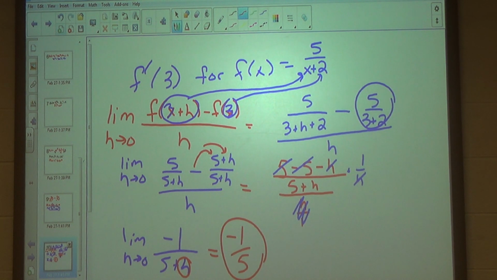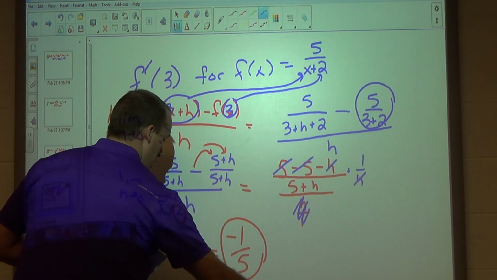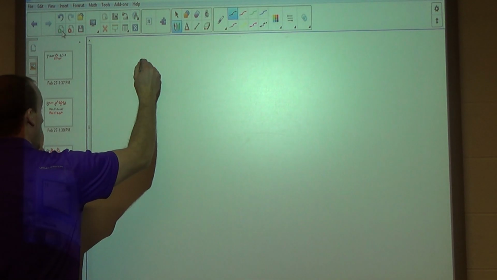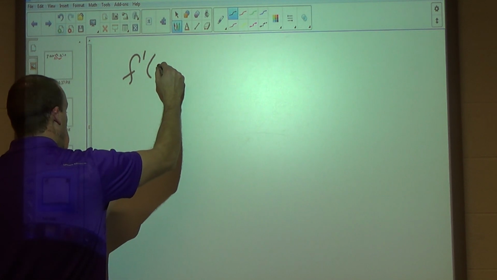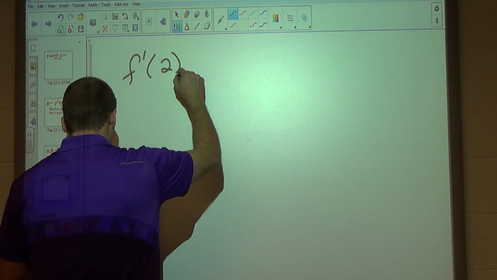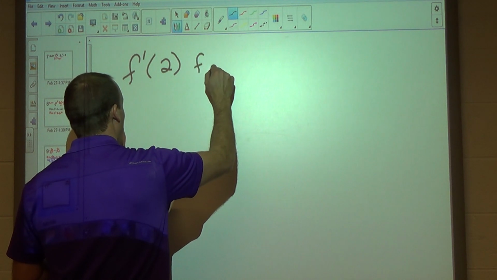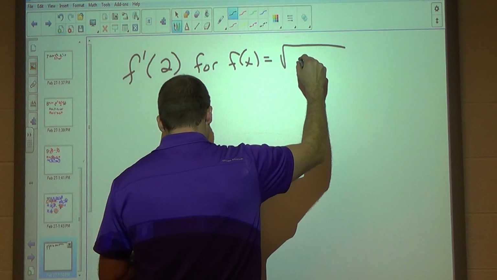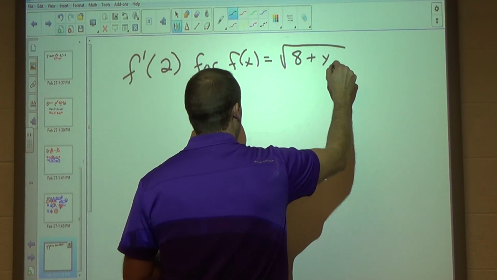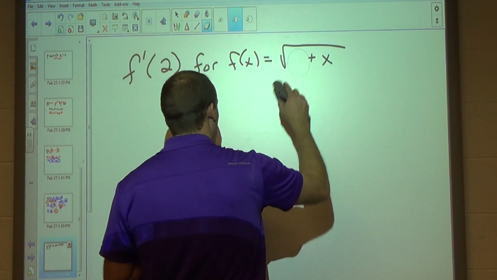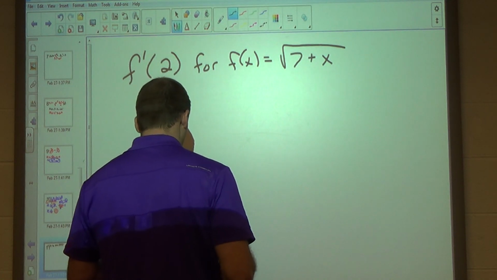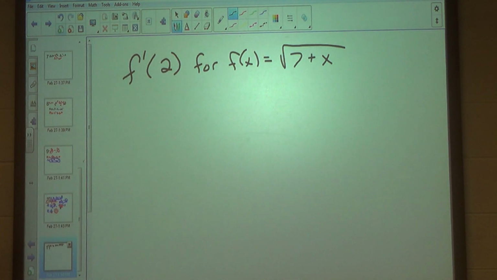Okay, questions on that? Alright, we'll do one more here, the long way. We'll do a square root. So same directions: find the derivative, f prime of 2, for f of x equaling the square root of 8 plus x. Nope, not 8, 7. 7 plus x is my function.